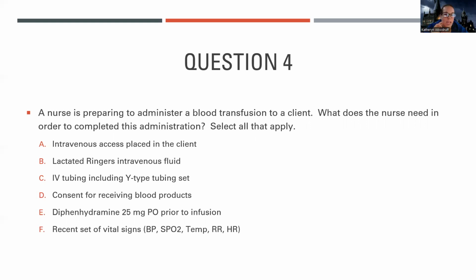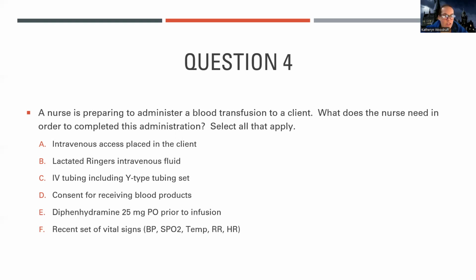C, IV tubing, including Y-type tubing set. That's true. I've got 2 of my answers now. And I'm going to stop keeping count because some people are like, oh, it has to be at least this many or not so much. So we've got A and C. Now let's go to D, consent for receiving blood products. Absolutely, you have to have consent before you can give a blood transfusion. So I have A, C, and D.